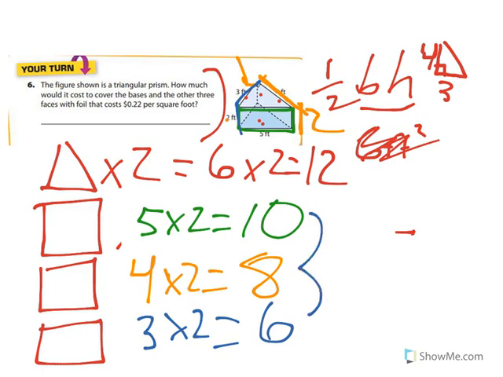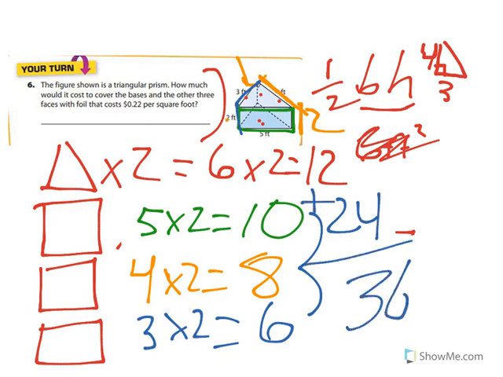10 plus 8 is 18 plus 6. 18 plus 6 is 24. I add that to my 2 triangles that I had from before. So 36 square feet. Still not done. So you can see these multi-step problems. This would have been a good state test problem. So it's 36 square feet times 22 cents.